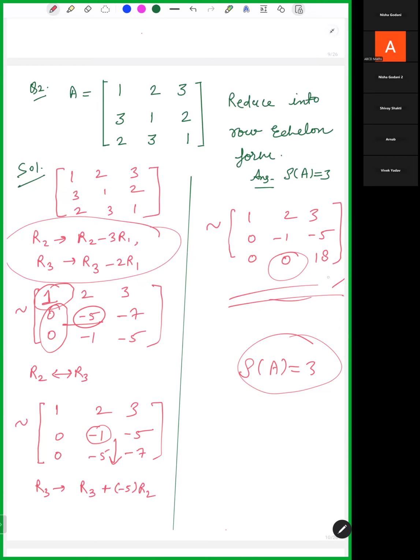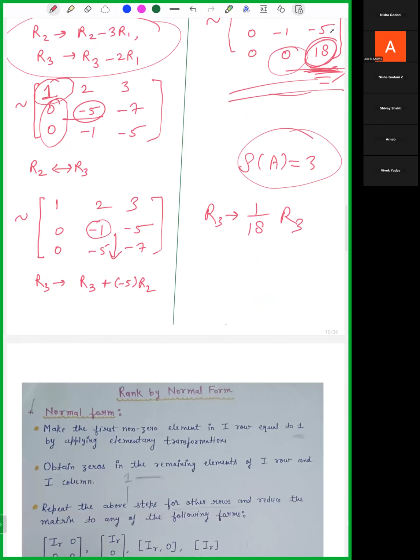Because there is no fourth row, I have left it here. Otherwise you can make this 18 as 1. If you multiply R3 by 1 upon 18, then you will get 1 in place of 18. Or otherwise you can leave this matrix at this step, because 1 is not necessary in row echelon form. I hope it is clear to all.